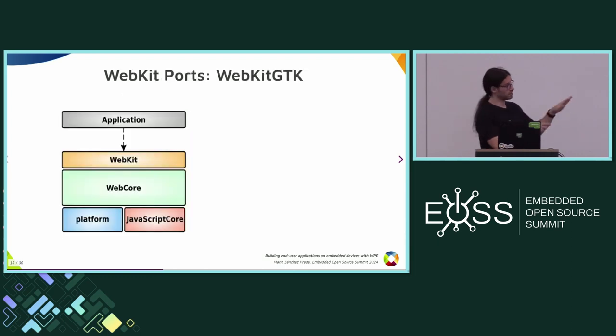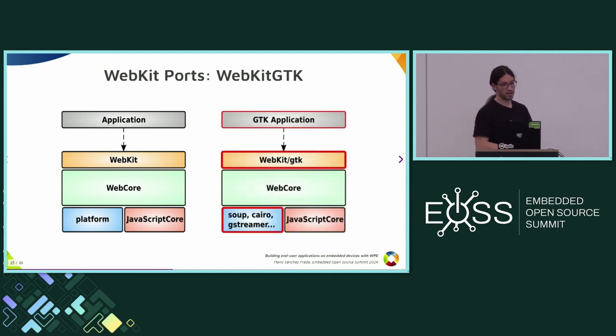So, just to finish this section, taking the diagram from before, if this is the generic WebKit thing with all these layers, when you change those boxes, that's what makes a GTK port, right? You provide the platform-specific hooks, so Libsoup, Cairo, GStreamer in this case, for network, 2D rendering, and multimedia. Also, the API layer is specific to WebKit GTK because it provides a GTK widget. In WPE, it's different. And then you have a GTK application. So that's what makes a port.